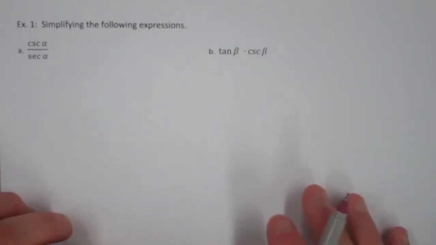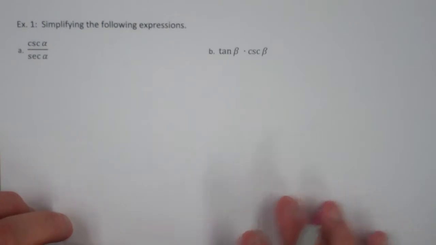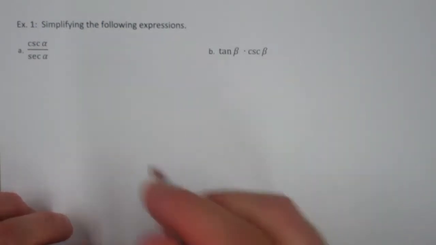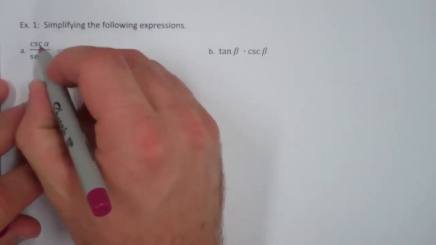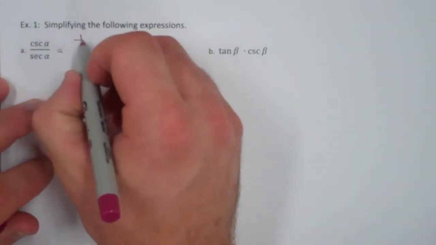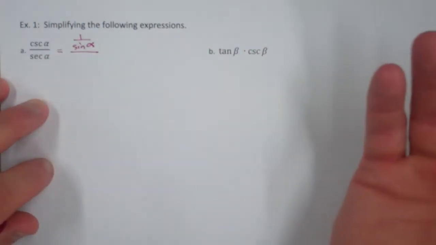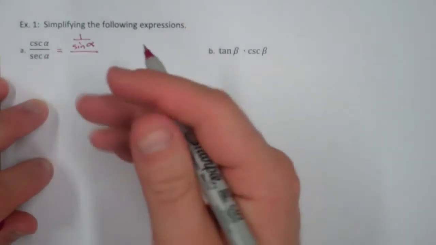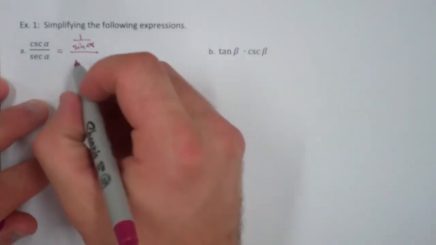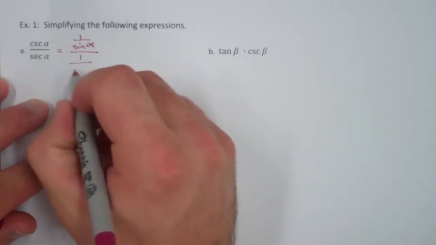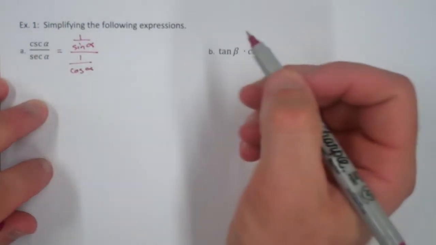With these first two, I think the technique we're going to use is change everything into sine and cosine. So what we can do here is we can change the cosecant into 1 over the sine. The variable here is alpha. It's just a stand-in for an angle. It could be beta or x or whatever. And then in the denominator, we're going to have 1 over the cosine.